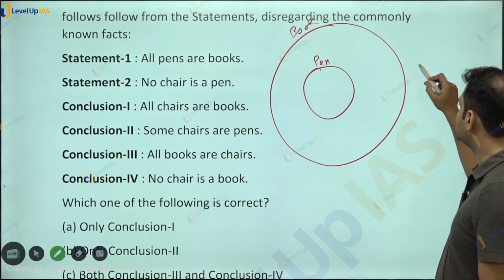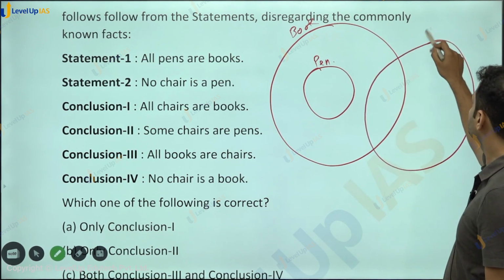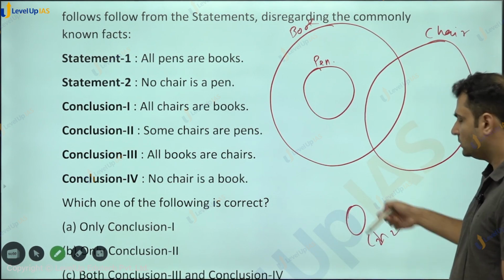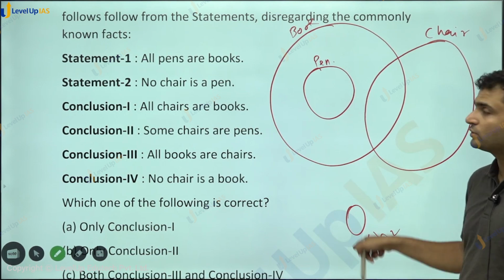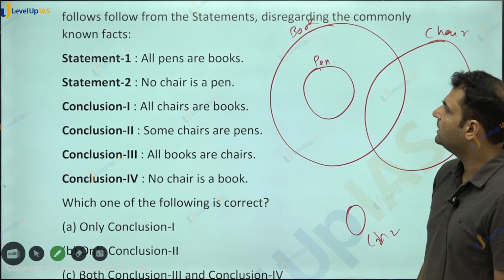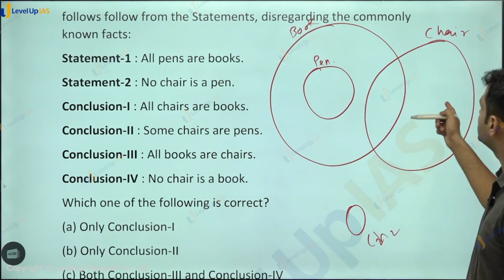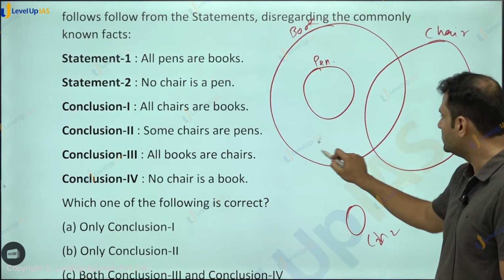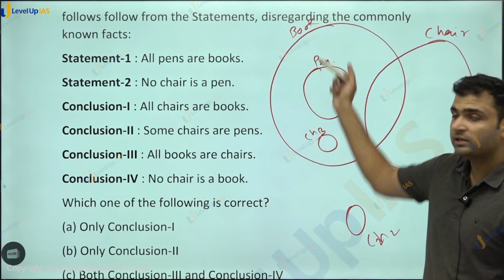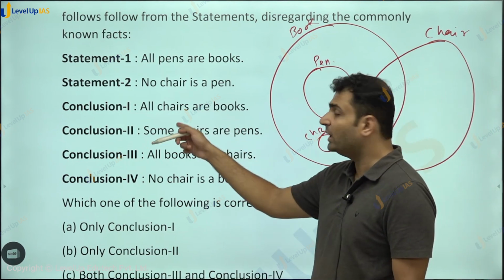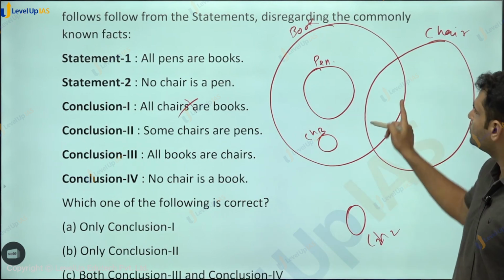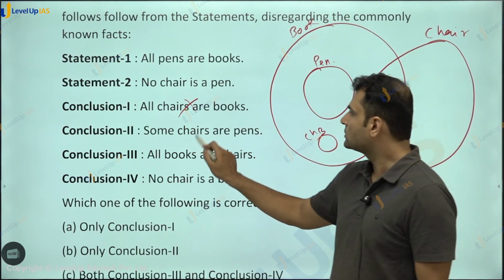So again, we'll draw the most general diagram. This is chair. It can be like this as well. Chair 2. This is also a possibility that no chair is pen. So chair can be totally outside of the book as well. But this is also a possibility. Then what we are saying? Conclusion 1. All chairs are books. Is it true? It may not be. This is also possible. Chair 3. This is also a possibility that no chair is pen, but chair is inside the book circle. So this is possible, but it is not true in all the cases. Next, some chairs are pens. Here it is true, but it is not true here. So some chairs are pens is also not true.